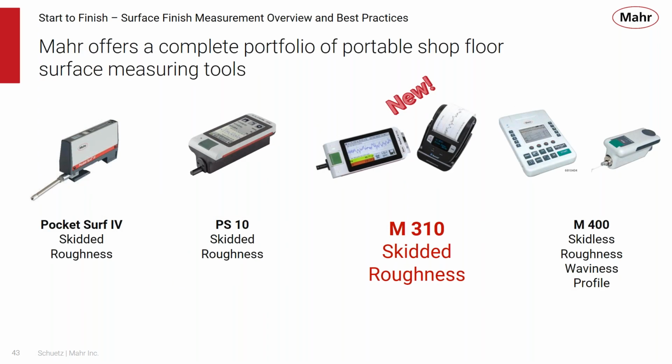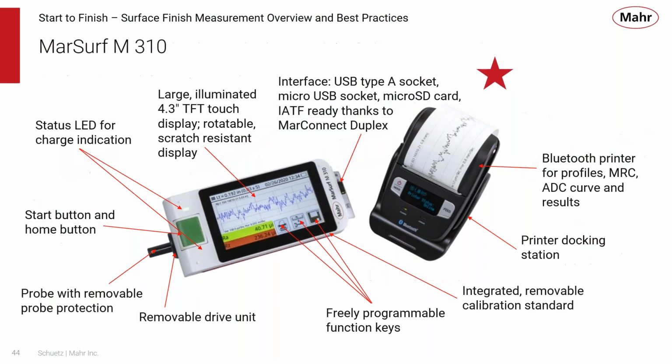Our latest addition is the M310, another skidded roughness system. This looks very much like the PS10, but it's been updated to have some more LED signals on it to help the user understand what's going on. We have a lot more interface capabilities with the M310 in terms of the USB socket for adding a micro SD card.